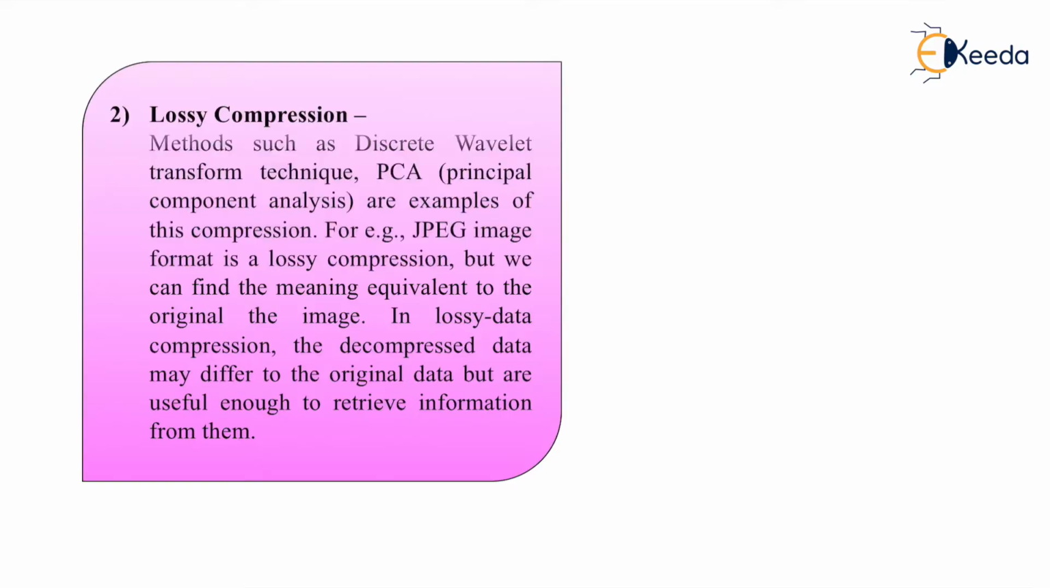In lossy data compression, the decompressed data may differ from the original data, but is useful enough to retrieve your information. Means consider we are getting some JPG image which is not clear to our concept, but at least the information given by this image is obtained by ourselves. So that is also one of the important compression techniques.